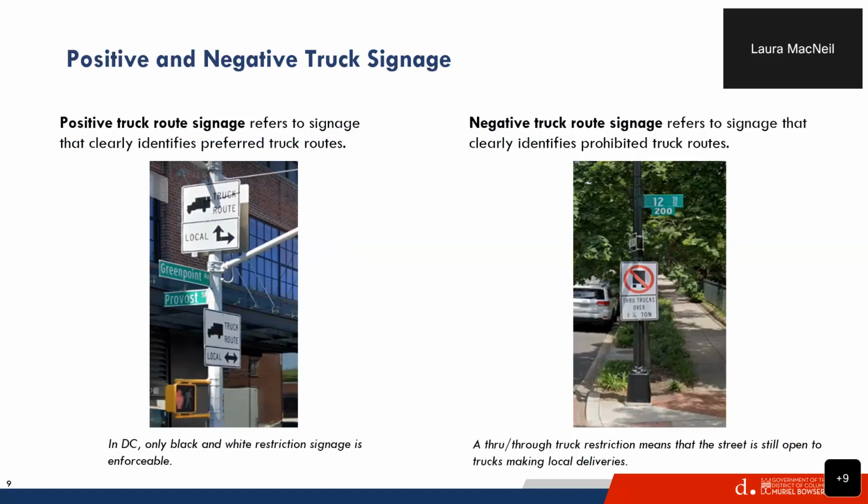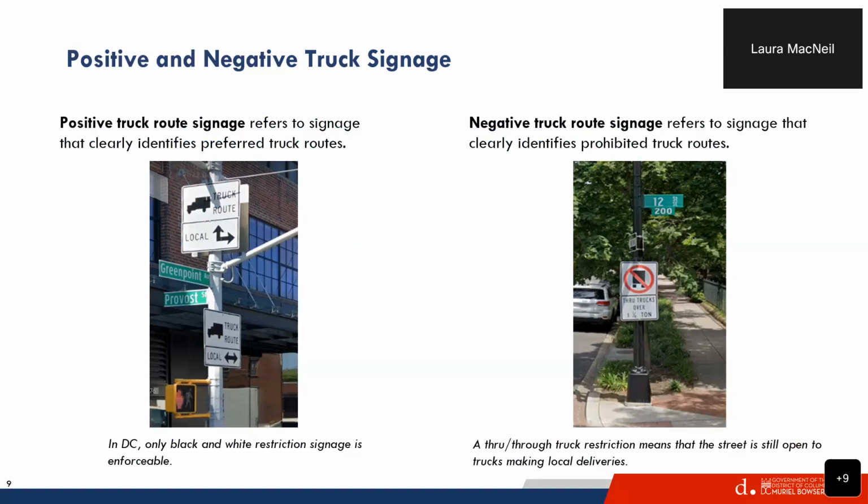And we'll start off with what positive and negative truck signage is, just in concept. Positive truck route signage is installed along truck routes, letting drivers know in a positive, affirmative way that they are on the correct route, that indeed trucks are intended on this road, affirming that this is where they should be.